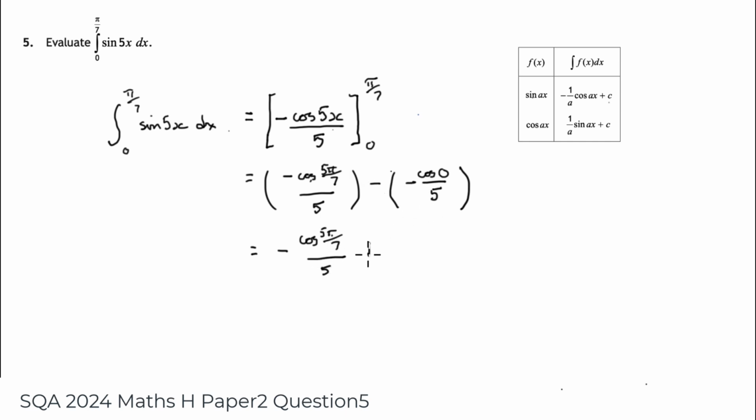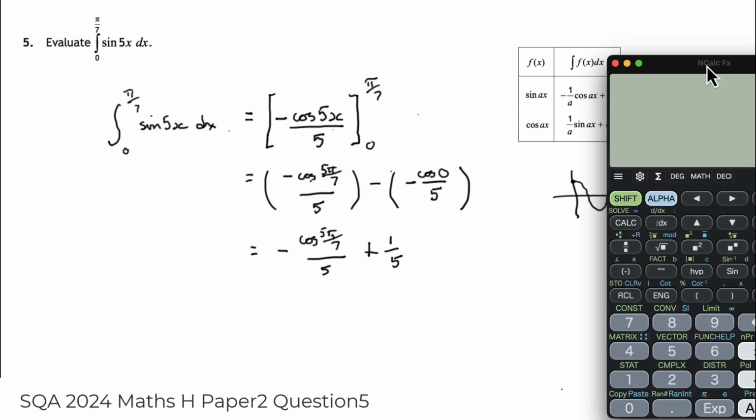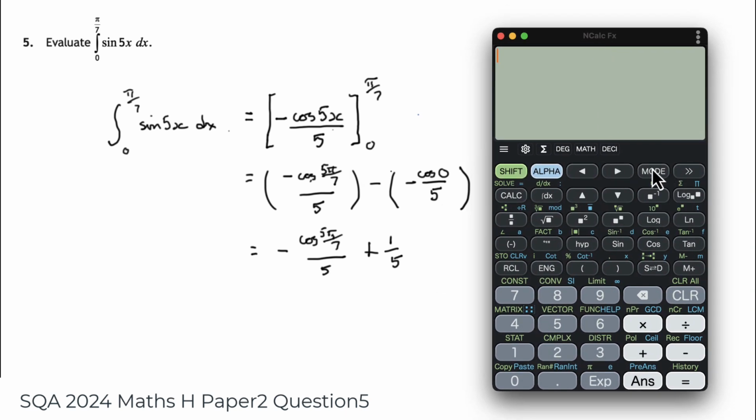Minus negative is positive. Cosine of 0, well, remember the cosine graph starts off at 1. Cosine of 0 is 1, so that'll be 1 over 5. So we're adding 1/5 to this value, whatever it is. So let's bring on the calculator to do this. So here it is. Now, before we proceed, the mode in this calculator is in degrees. We need to change that to radians. So make sure your calculator is working in terms of radians, not in terms of degrees.